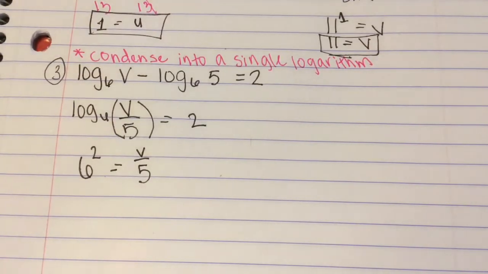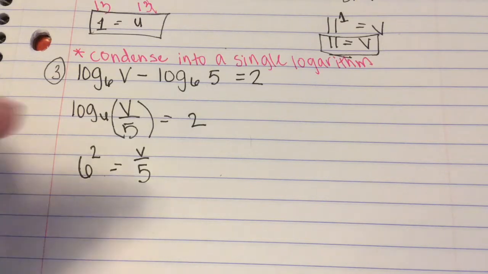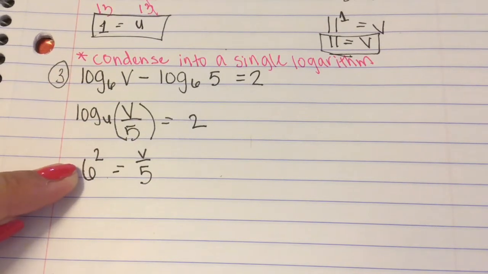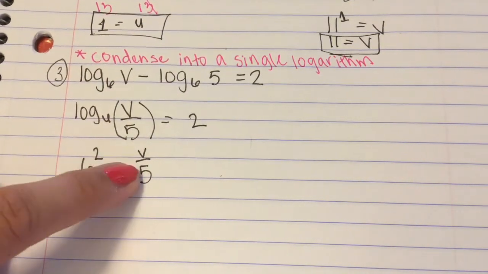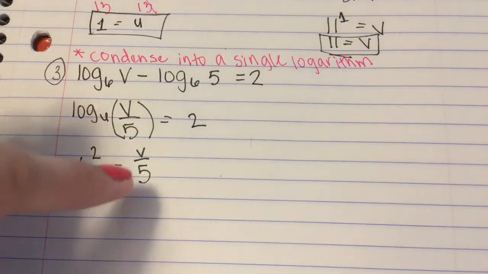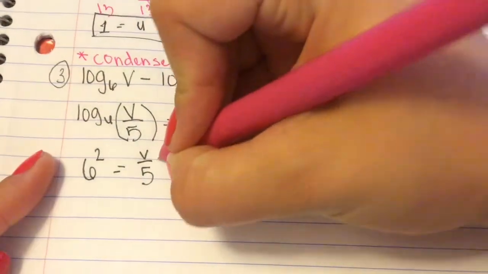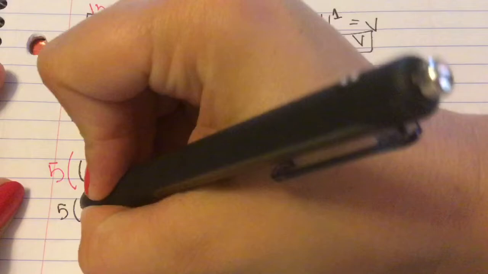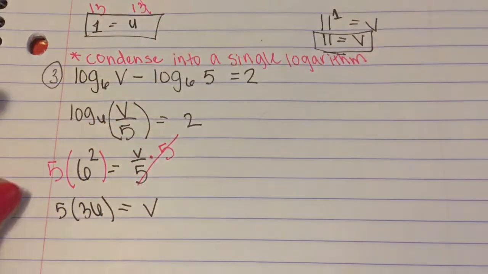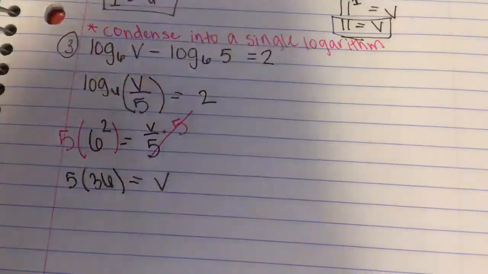In order to solve this is an Algebra 1 style equation. I would obviously have to simplify this 6 squared, and I would need to get rid of this 5 in the denominator. So I'm going to go ahead and kind of do this all in one step. I'm going to multiply by 5 on both sides to get rid of that denominator. 5 times 6 squared, which is 5 times 36. V is isolated now, and 5 times 36 is 180. My answer here is 180.